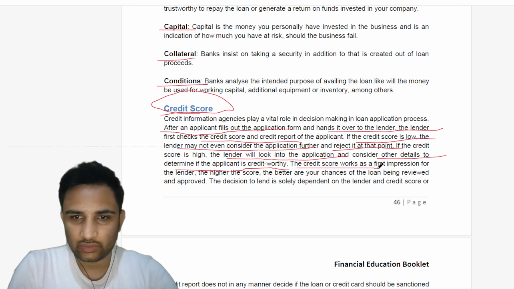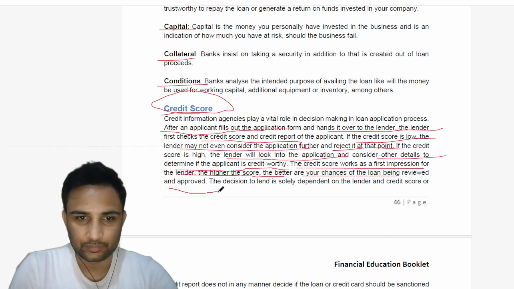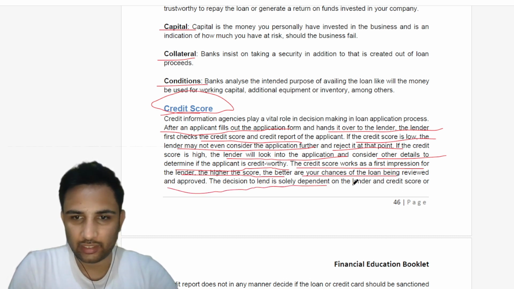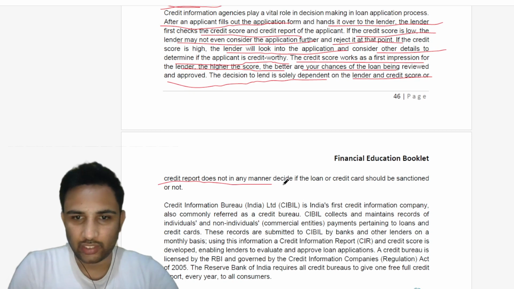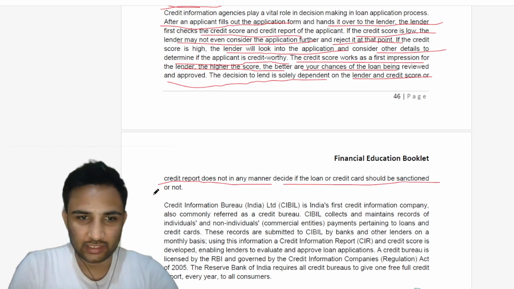The credit score works as a first impression for the lender. The higher the score, the better are your chances of the loan being reviewed and approved. The decision to lend is solely dependent on the lender, and credit score or credit reports do not in any manner decide if the loan or credit card should be sanctioned or not.